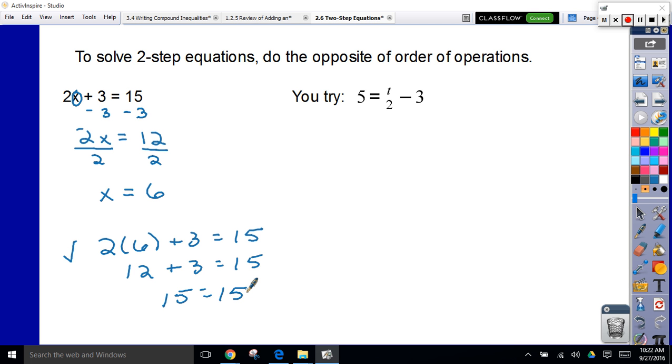Sometimes that happens. Sometimes someone will do something wrong here, and then when they substitute it in, they kind of make the same mistake, and it appears to be right. So checking is not foolproof. You still have to be really careful when you check.